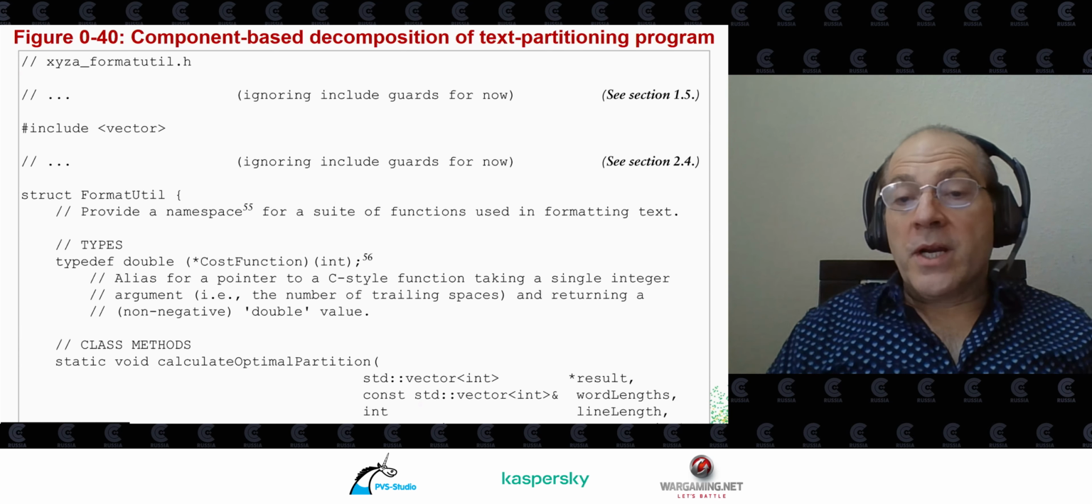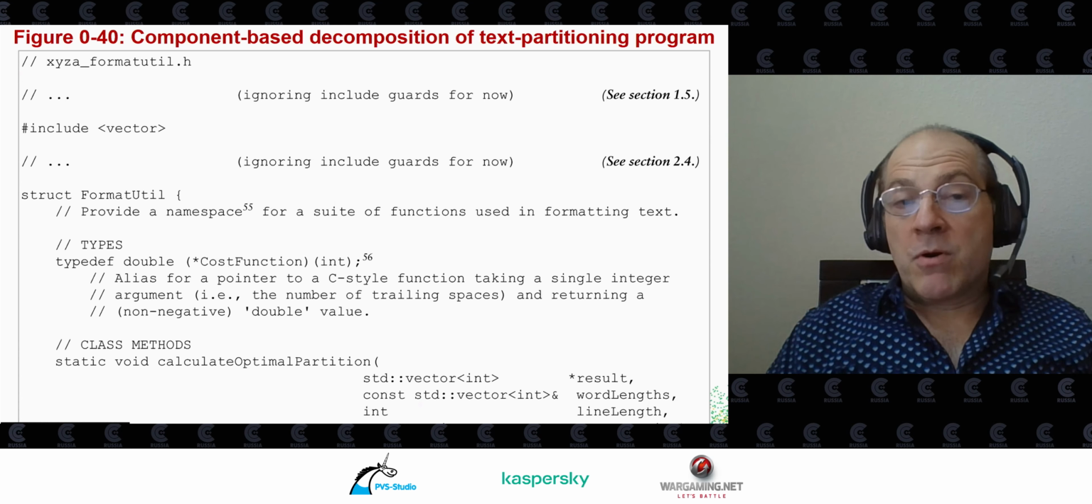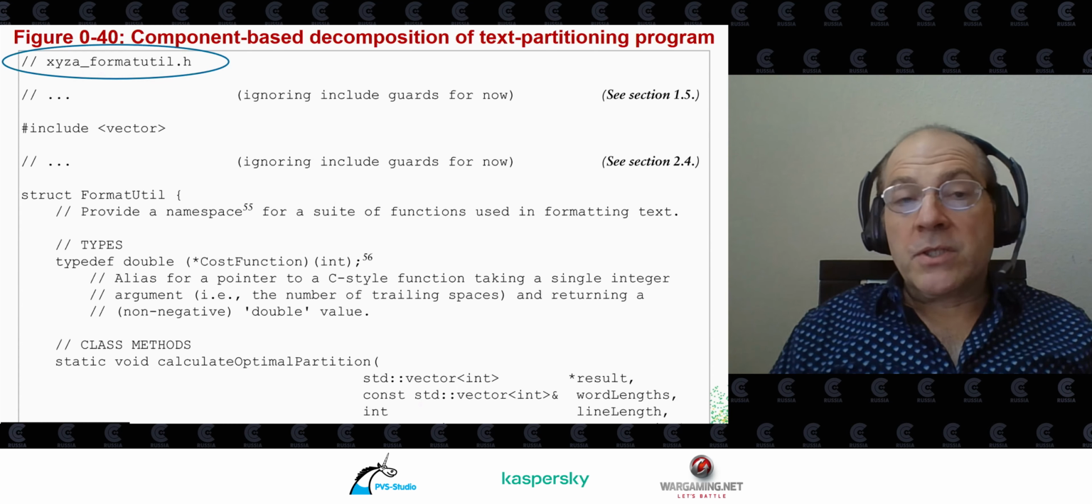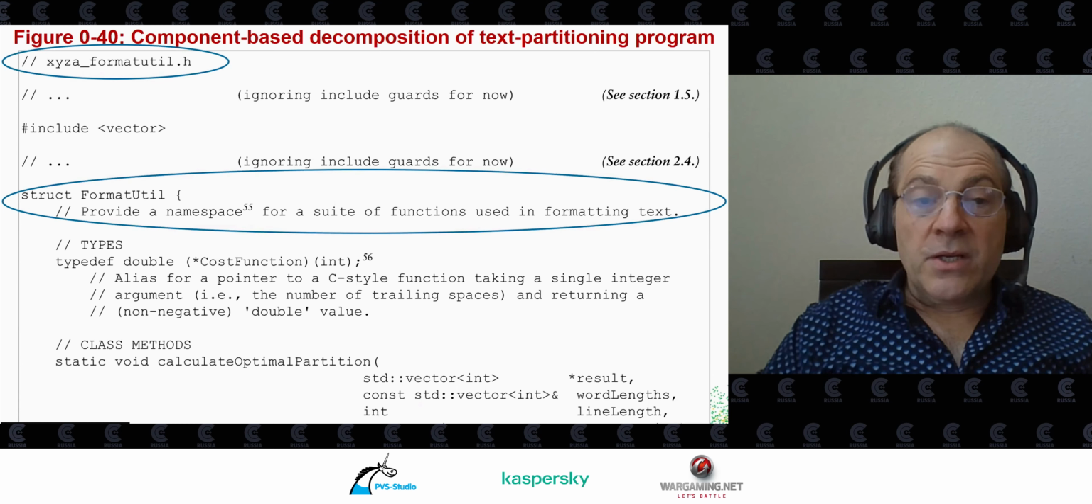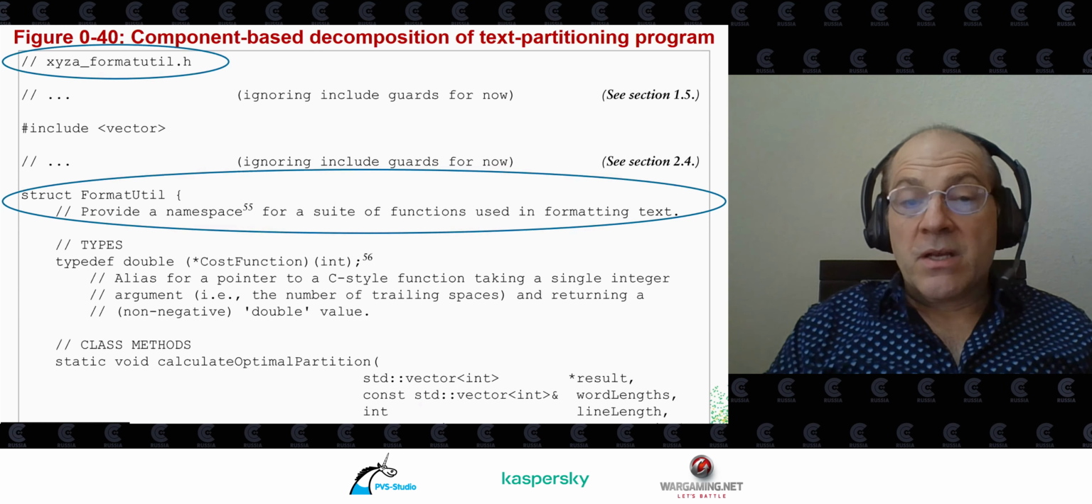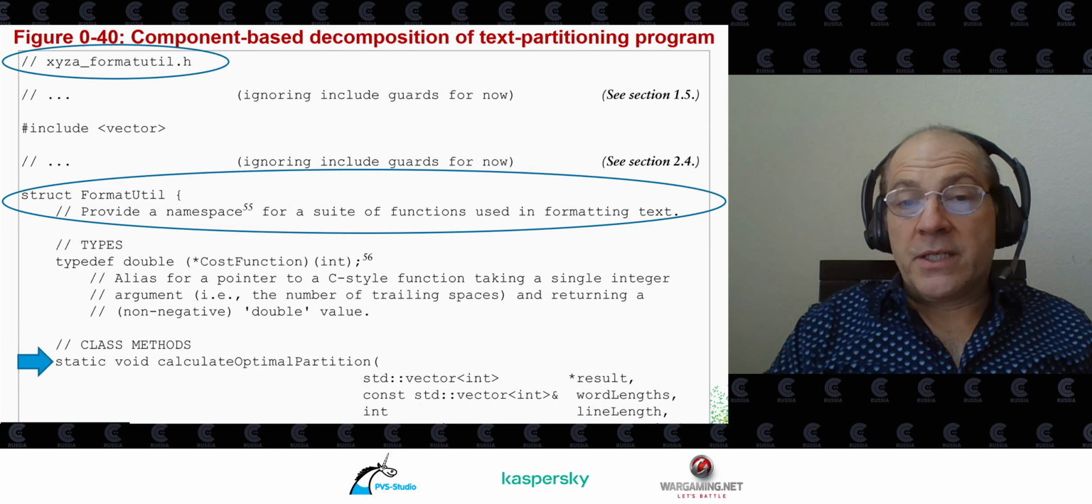Instead of creating a main program, which is what most people do, we're going to start with creating a utility function. Most application developers start with a main, but most library developers start with a util, and I'm a library developer most of the time. So I'm going to create a namespace for a function. This is my namespace, and this is my function, calculate optimal partition.